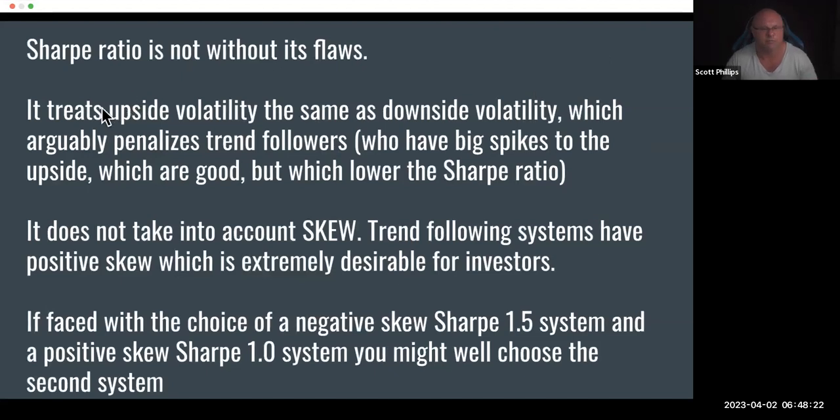And Sharpe ratio has some problems. It treats upside volatility the same as downside volatility, which penalizes trend followers. And why? Because we have big spikes to the upside, which are good, but lower the Sharpe ratio. And it doesn't take into account skew, which we're going to cover. A system that has positive skew, meaning that when the shit hits the fan, it goes up, not shit the bed, is very, very desirable. So generally, if faced with the choice of a negative skew Sharpe 1.5 system and a positive skew Sharpe 1 system, you might well choose to have positive skew just so you can sleep at night.